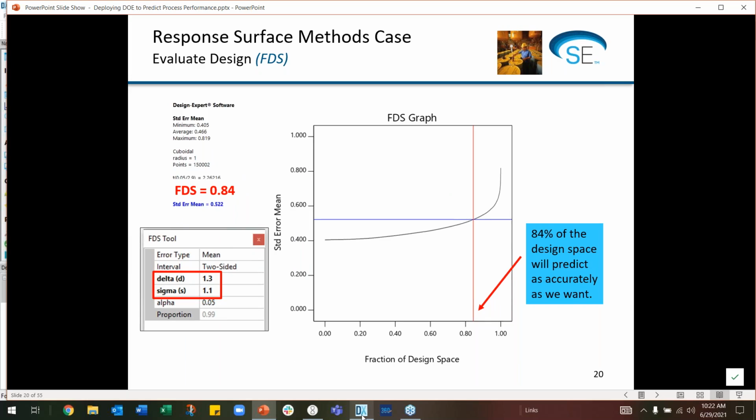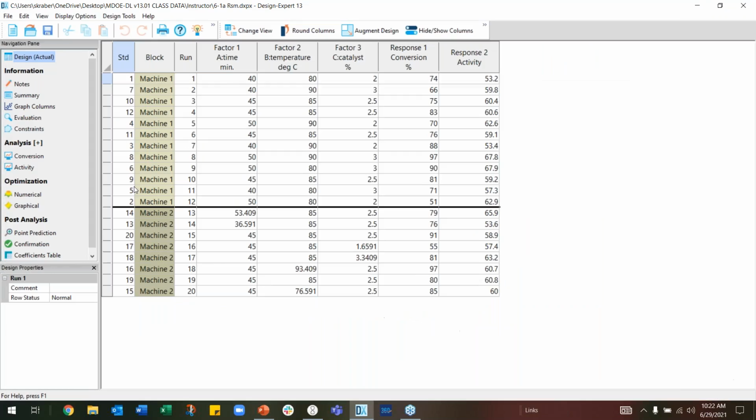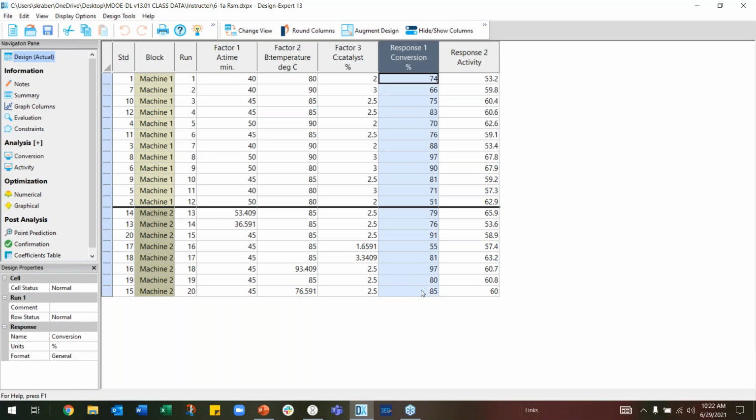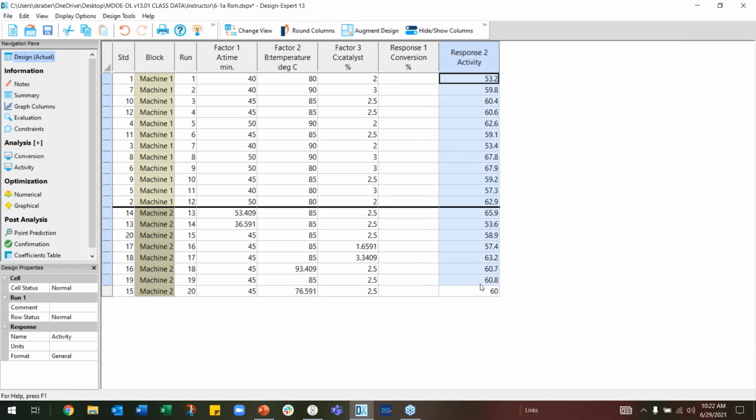So here's my design, and you would do these checks prior. In fact, I'm going to actually delete this data, because we would do this check prior to getting any data. You size a design before you do the work.